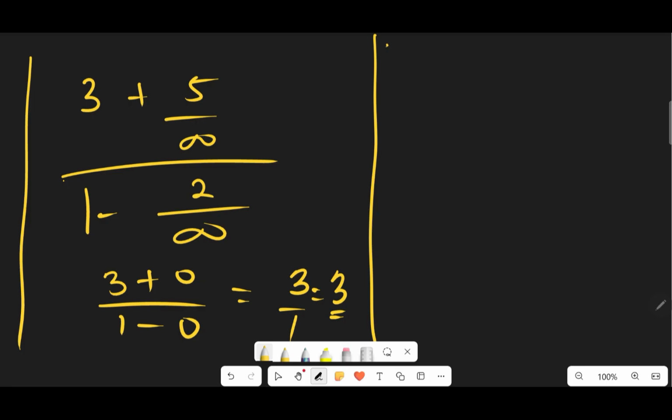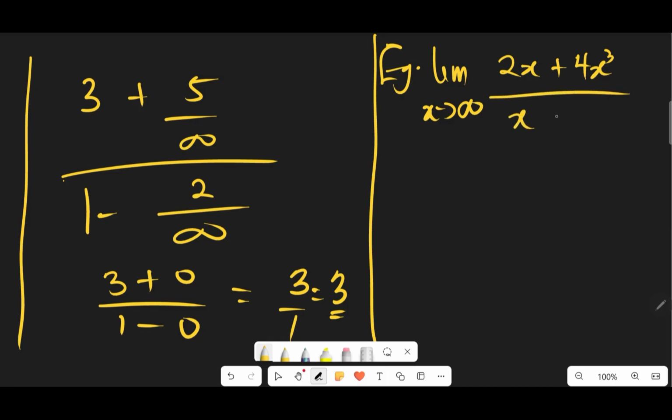So if we have the limit as x approaches infinity, then we have 2x plus 4x cubed over x plus x cubed. Now we want to find this limit as x approaches infinity. What we have to do first, we have to break down the highest power. Okay, so we divide each term by the highest power of x.